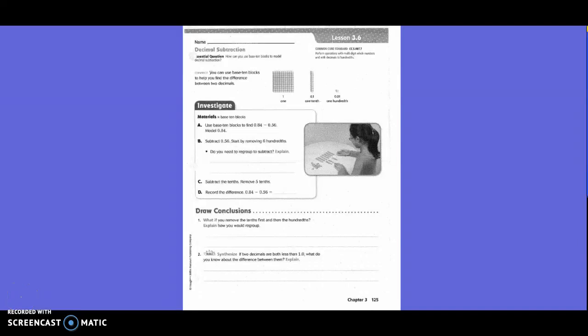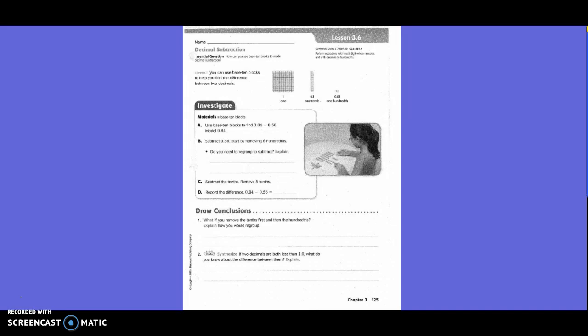Fifth grade, Chapter 3, Lesson 6, Decimal Subtraction. You can use base 10 blocks to help you find the difference between two decimals. Yesterday we did addition and today we're going to do subtraction. So we're going to be drawing some pictures again.